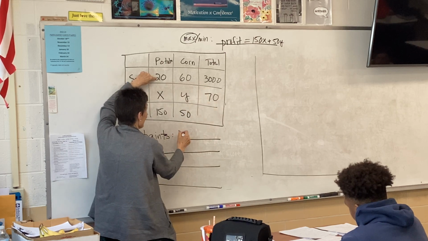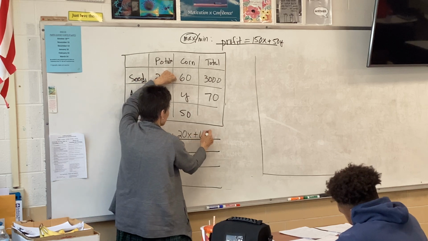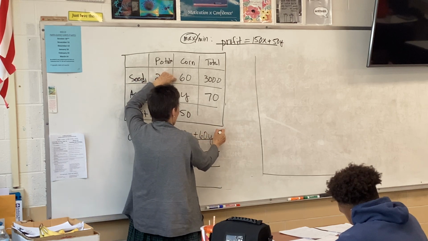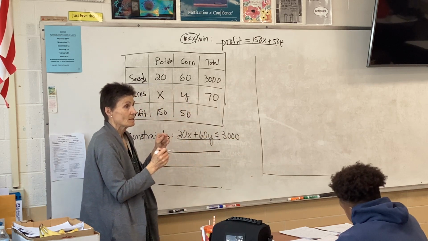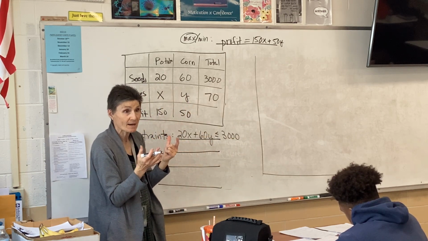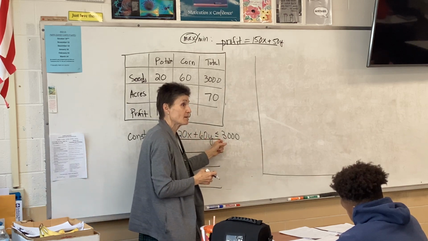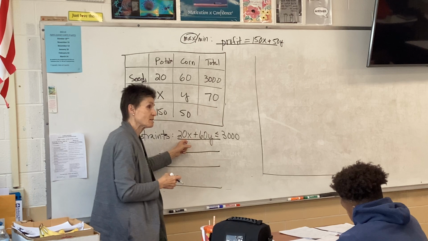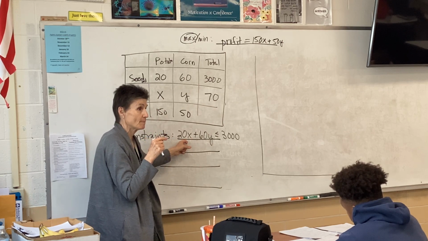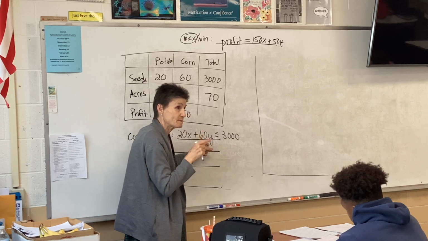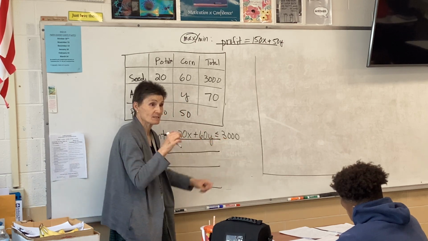This is 20 X's plus 60 Y's has to add up to be less than or equal to 3,000. Because remember, he only has $3,000. So whatever he spends has to be less than or equal to that. And this is what he's spending. Every acre of potatoes costing $20. Every acre of corn costing 60. So adding that together has to be less than 3,000.